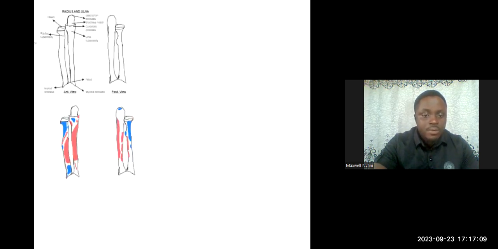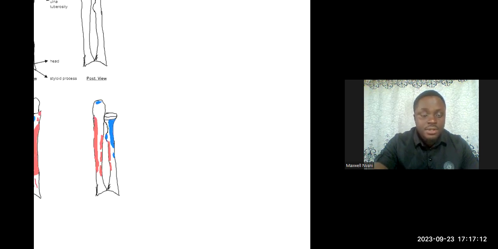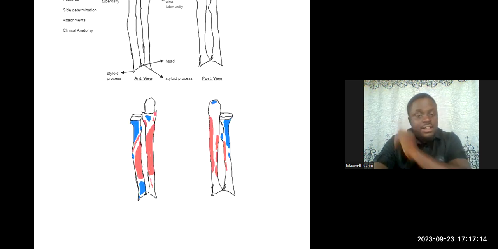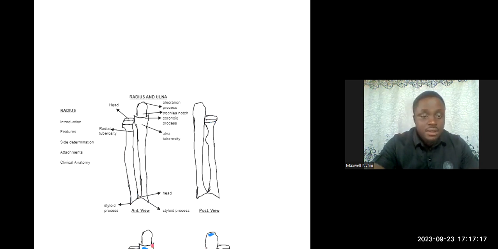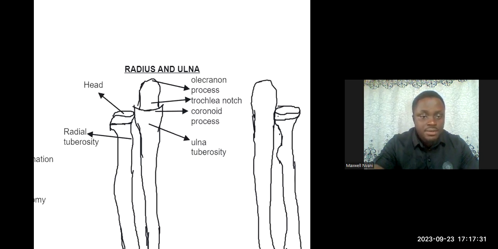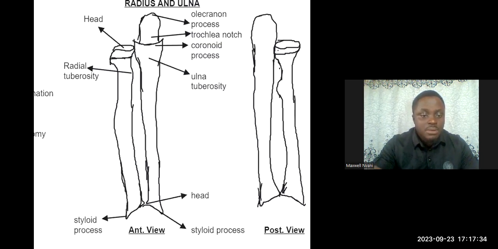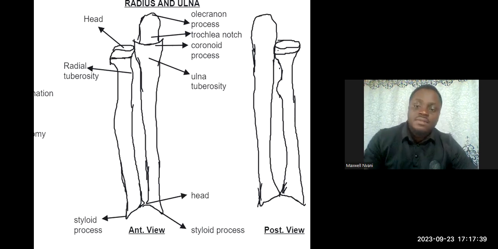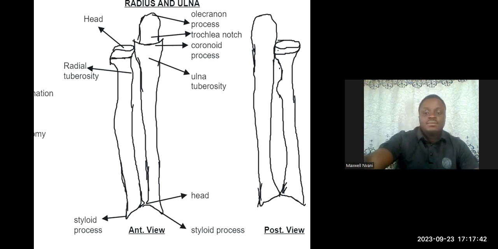I'll just show you this pictorial diagram before we go to the 3D model. Like I said, this is the ulna, the medial bone, and this is the radius. Zoom in a little bit. So this is the radius, and this is the ulna. We'll be talking about these two bones using the outline: introduction, features, side determination, attachments, then clinical anatomy.